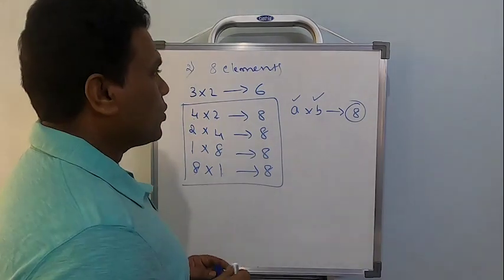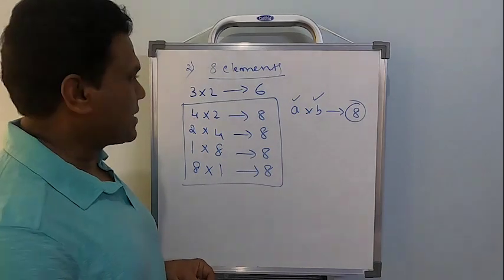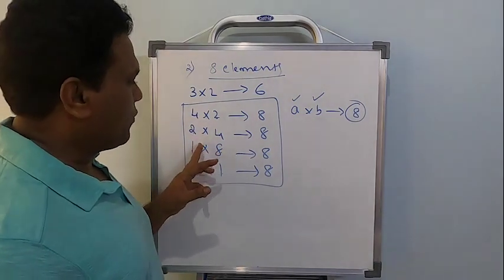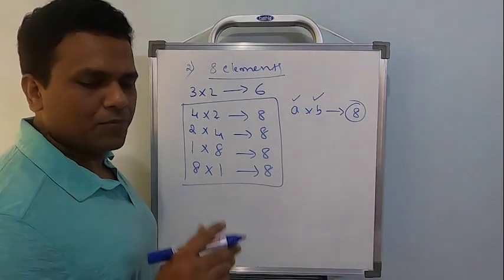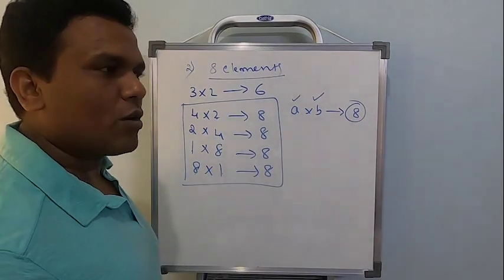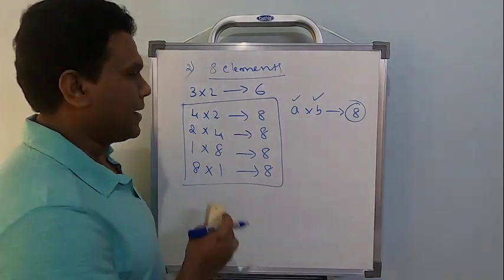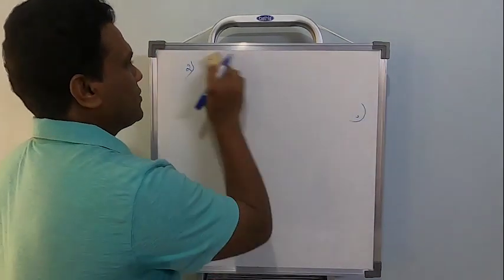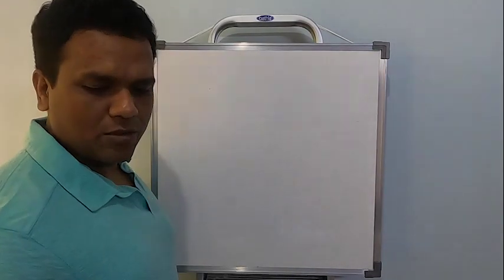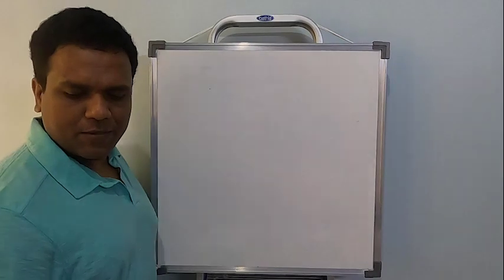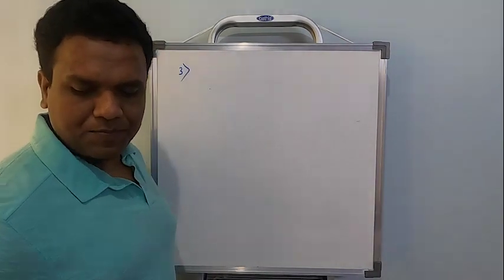Clear, students? So if a matrix has 8 elements, the possible order of the matrix can be 4 by 2, 2 by 4, 1 by 8, 8 by 1. Sometimes I use cross also. Please do not worry, you can use cross or you can use by. I hope the problem is clear. Sometimes for 1 mark they will ask you this, by giving the total number of elements, what can be the possible order. So just keep this. So let's go with example number 3.